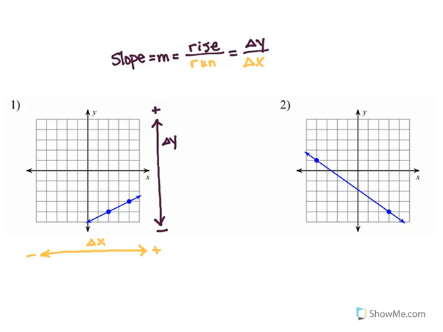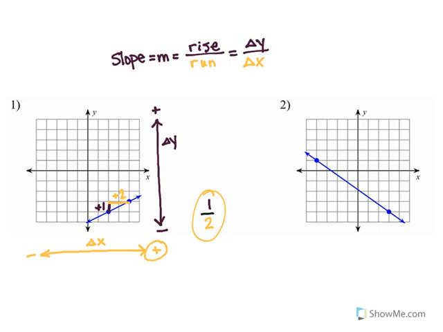So if I'm looking at this first problem, I'm going to do my change in y first, so my rise, and I'm going up, so it's going to be plus 1. Then we're going to do our change in x, and I need to go to the right, which is positive, so it's going to be plus 2. So now we just have to plug it in. We have our change in y, which is 1 over our change in x, which is 2. So our answer would be 1/2.